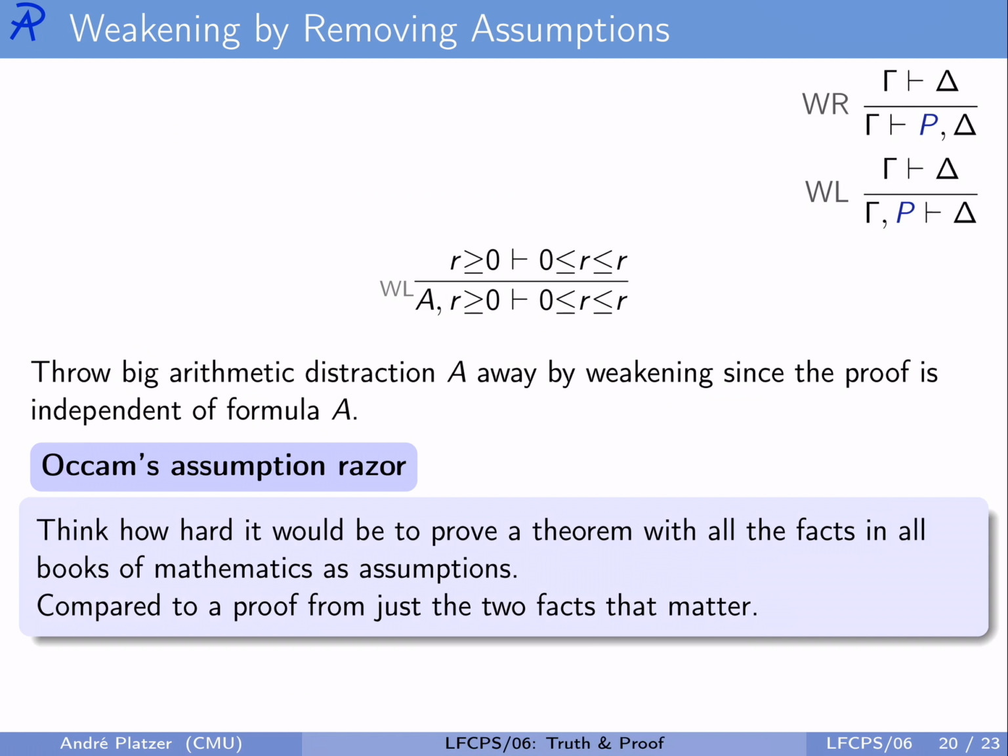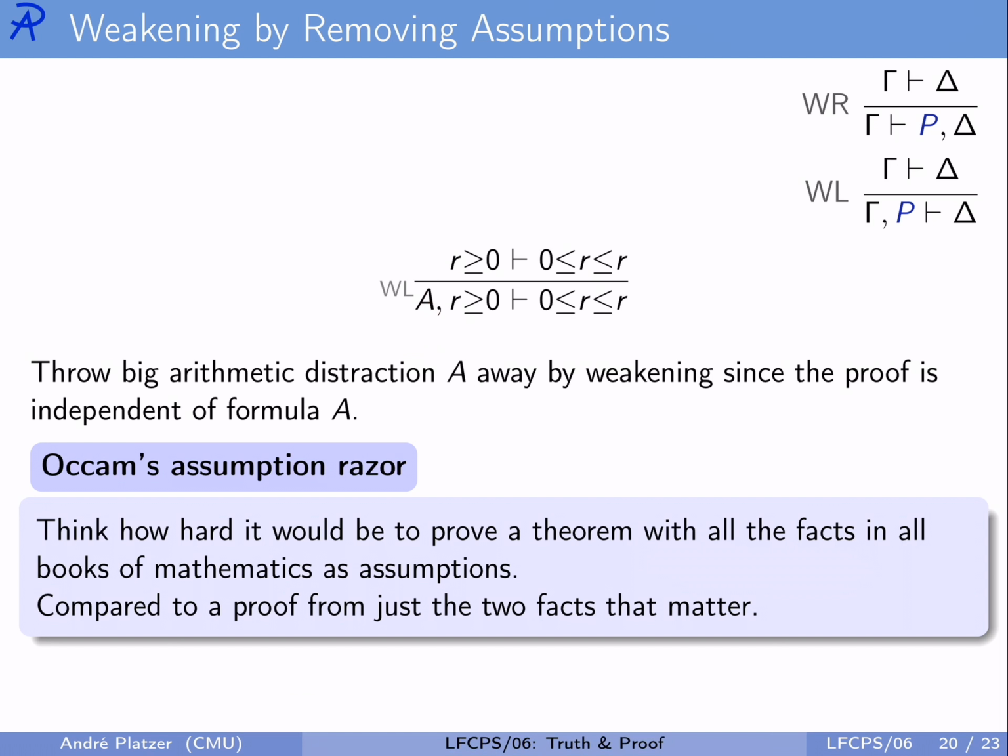Another thing that can go wrong in arithmetic is that you have a ton of stupid assumptions. Some of them are very clever even, but the arithmetic question you have is just like in the case you saw a moment ago, a very easy one. From the assumption that r is greater than 0, it's pretty easy to prove that 0 is less or equal r. Oh, and also r is less or equal r, which has nothing much to do, if anything at all, with the additional assumptions A that you have available.